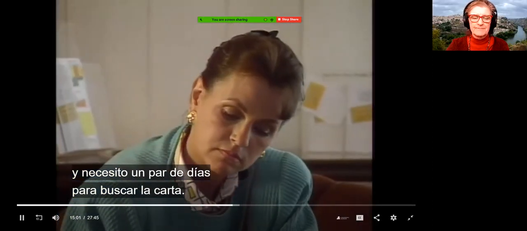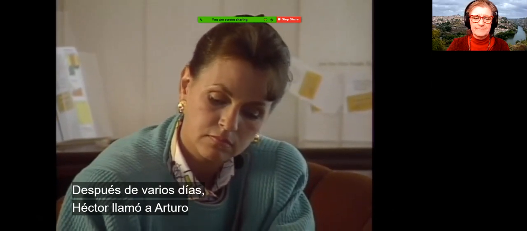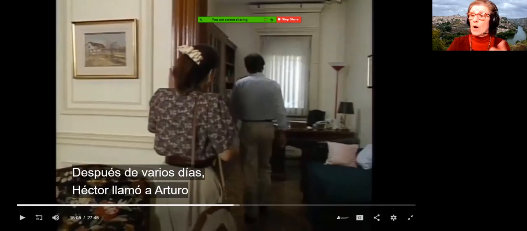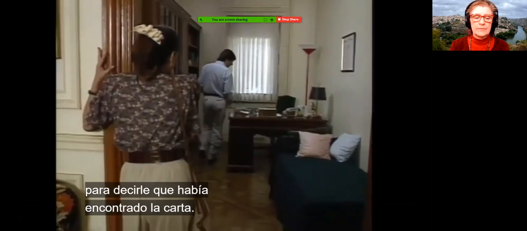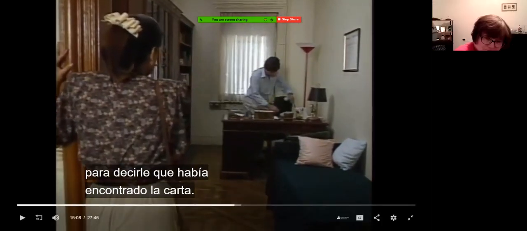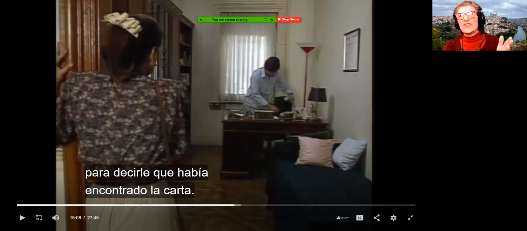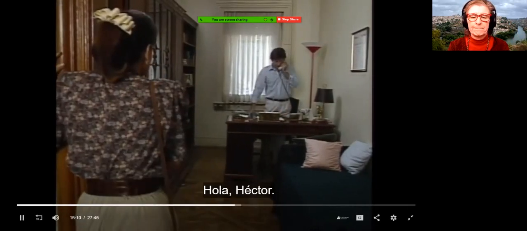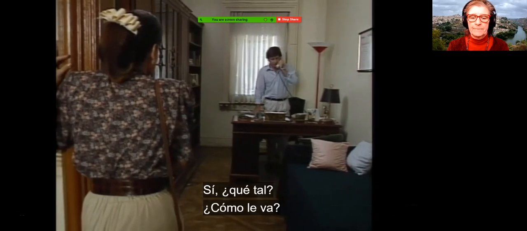A buscar la carta. Después de varios días, Héctor llamó a Arturo. Llamó a Arturo. Here's an evento. He called. Llamó. He called Arturo. Para decirle que había encontrado la carta. To tell him that he had found. Había encontrado instead of he has found. It is he had found the letter. Había encontrado la carta. Hola, Héctor. Sí, ¿qué tal? ¿Cómo le va?